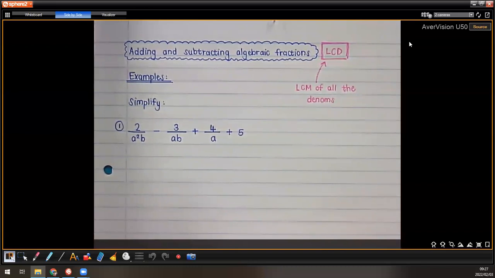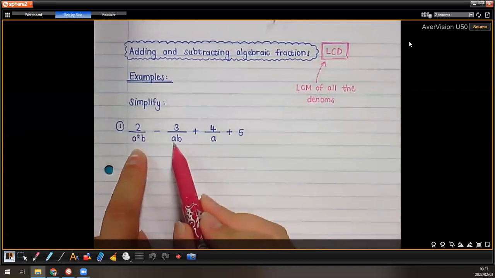And what is an LCM? The lowest common multiple. It's something that all of the denominators in this case can divide into without there being a remainder. So if we had a 2 and a 3, for example, the lowest common multiple of 2 and 3 is 6.